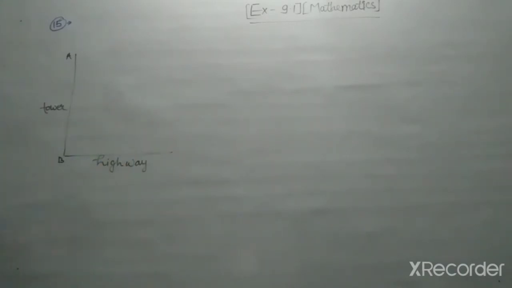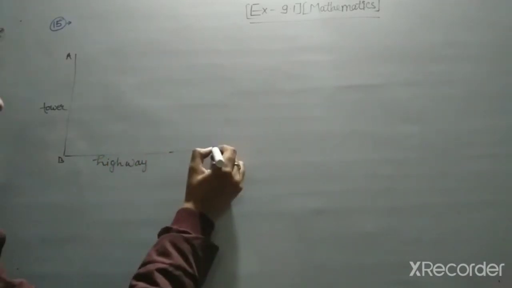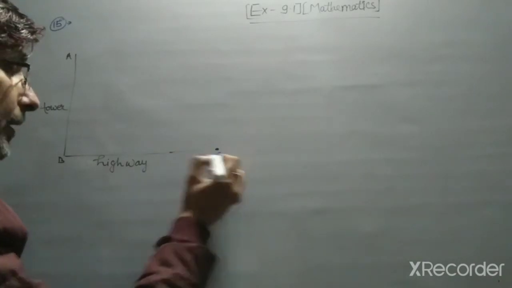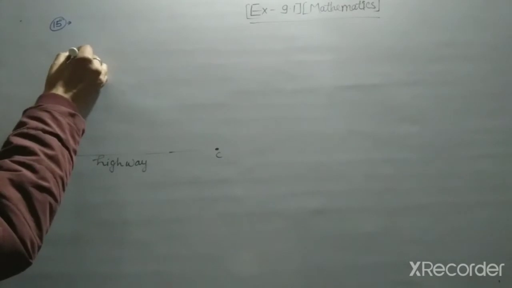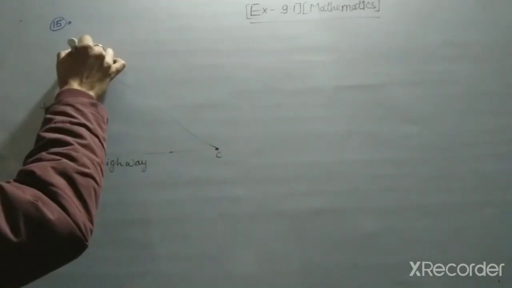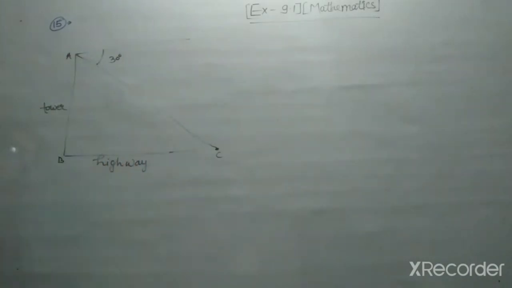So here you have to see a man standing at the top of a tower. A man is standing here at the top of a tower and observing a car. Here this is your car. This car is present here at C, and this man observes this car, and then it makes a depression angle with this car, and the angle is 30.